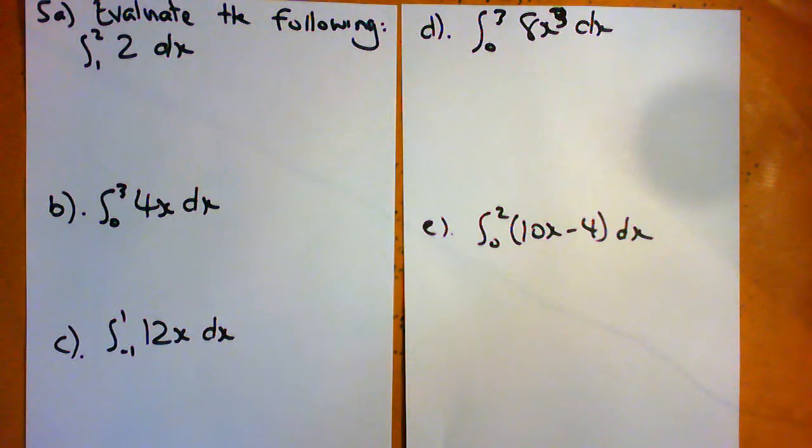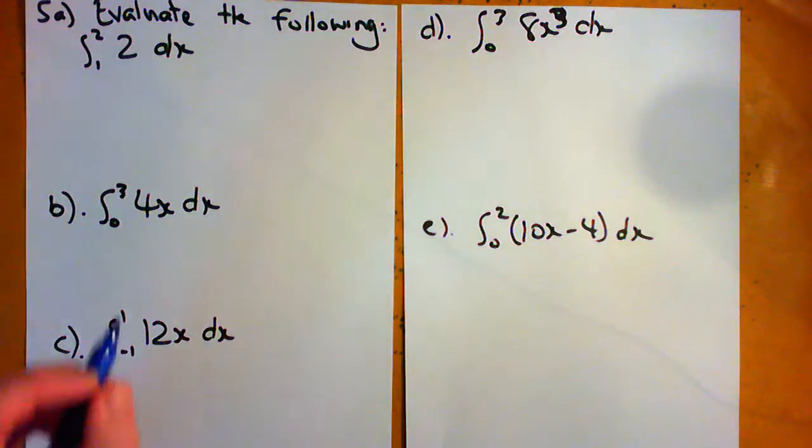Hello viewers, tutorial 11 question 5, and we are doing some definite integrals. So we see that we have numbers at the top and the bottom of the integral sign. These are limits of integration. So what we need to do first is do the integration and then substitute those numbers into what we get as our integral, top number first minus the bottom number first.